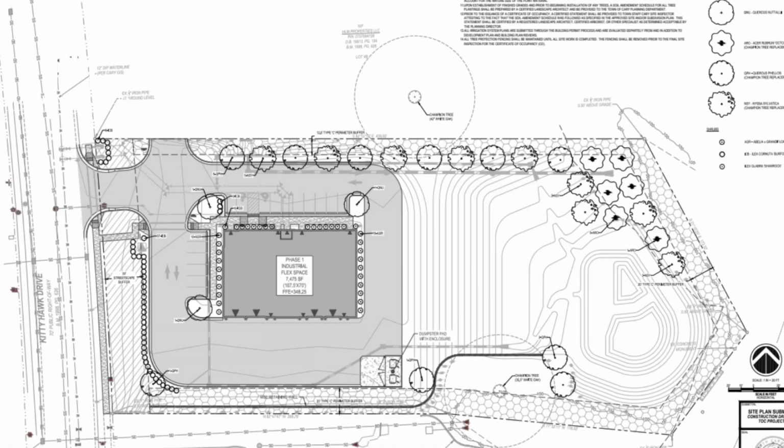Now, a landscape plan typically is drafted by a landscape architect, and it outlines the types of trees, shrubs, and landscape features that are planned for the development. Most municipalities have minimum requirements, but developers can elect to go above and beyond those requirements if they want to.